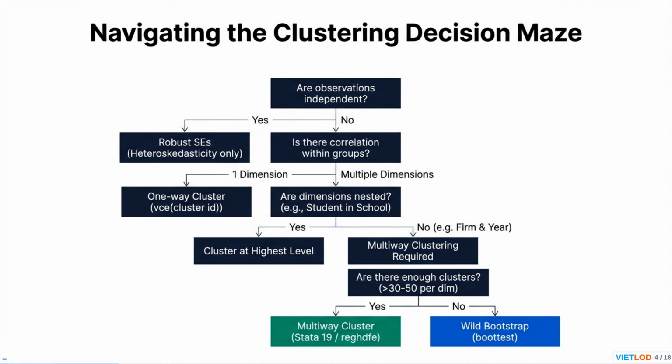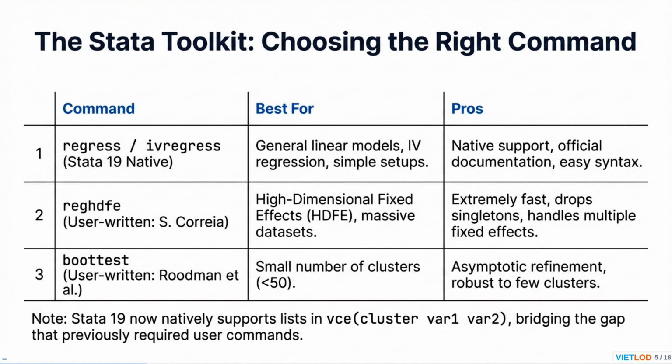If your data exhibits correlation across multiple dimensions, it's crucial to assess if these dimensions are nested. For instance, if students are nested within schools, you would simply cluster at the highest level, which is the school. If the dimensions are non-nested, such as firm and year effects, then multi-way clustering is required. However, this method relies on asymptotic theory, necessitating a sufficient number of clusters, ideally more than 30 to 50 per dimension. If you meet this requirement, you can proceed with multi-way clustering. If the cluster count is insufficient, the wild bootstrap is the recommended alternative for reliable inference.